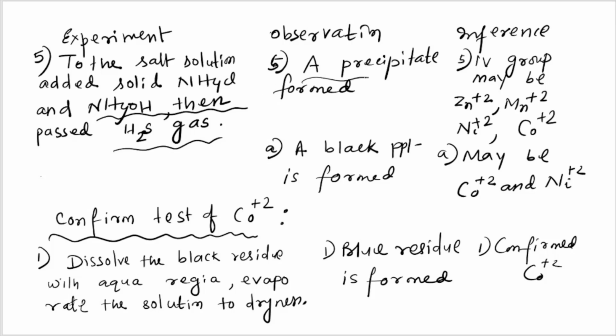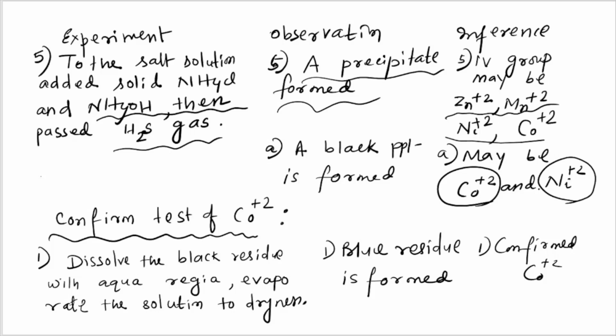A precipitate is formed, and what is that precipitate? Here it may be the fourth group. If it is the fourth group, it means Zn+2 or Mn+2 or Ni+2 or Co+2, any one is present. Then what to do? We have to do a confirmatory test. What is the color of the precipitate obtained? I told you a precipitate is formed, that means maybe Zn+2, Mn+2, Ni+2 and Co+2. But what is the color? That is black color. Black color means it may be Co+2 and Ni+2. Out of the two, one should be present.